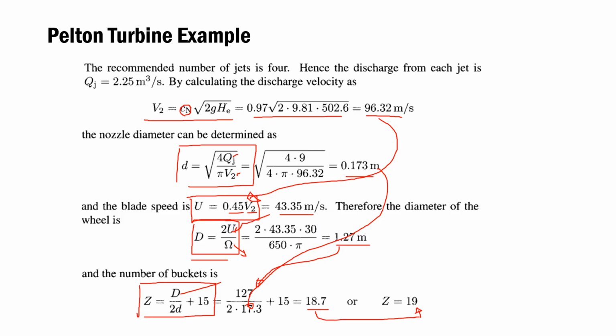So we can say the number of buckets recommended for this particular Pelton turbine is equal to 19. So hopefully now you know how to solve a Pelton turbine problem.